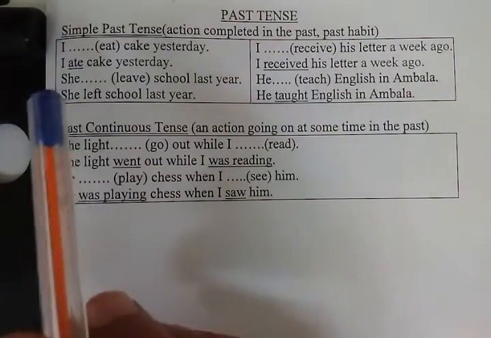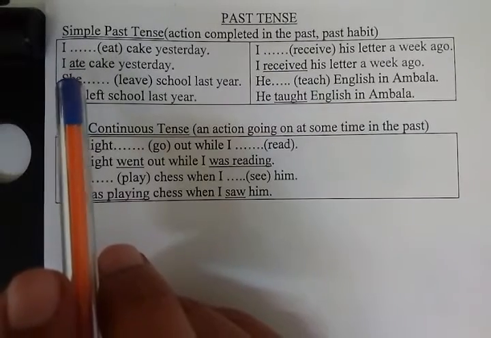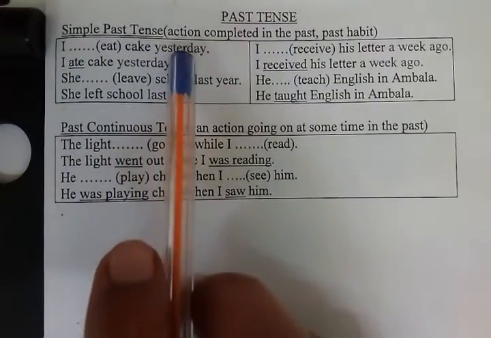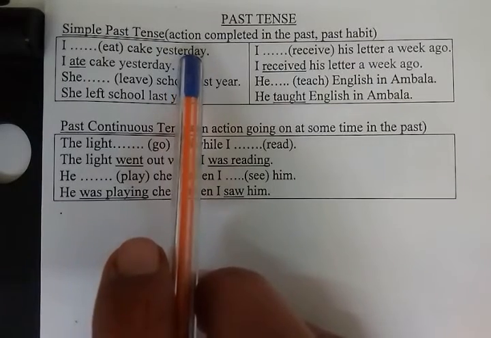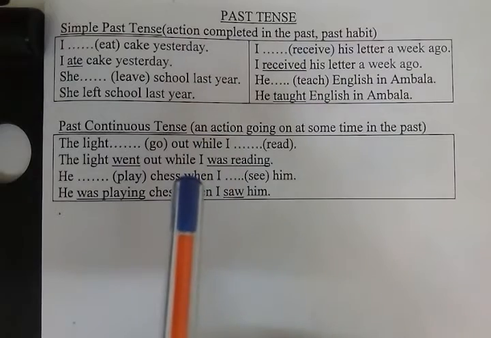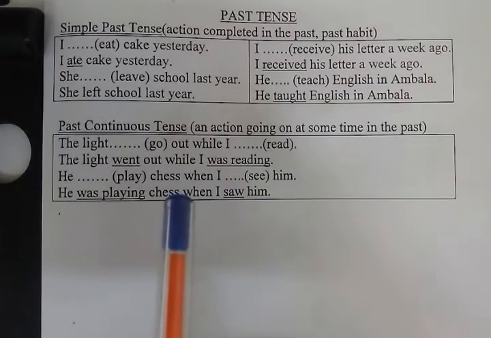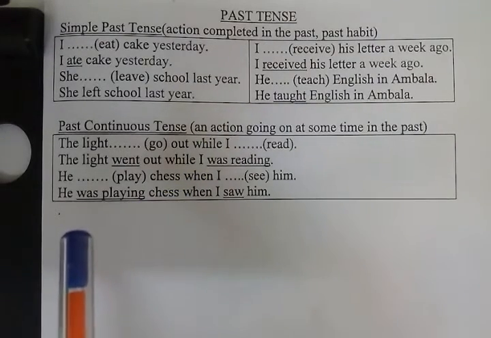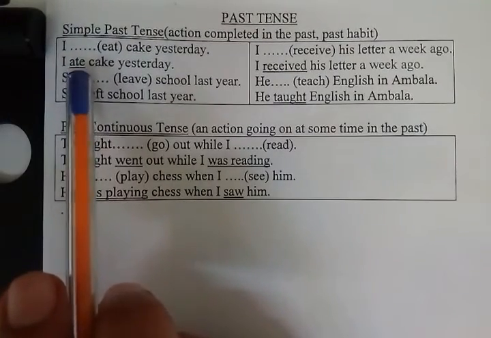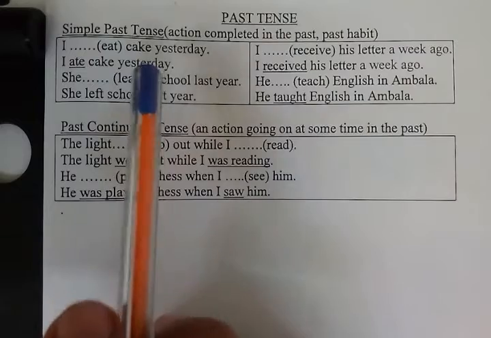So look at the first sentence. I eat cake yesterday. So this yesterday is our clue that this action was completed yesterday. So we will use the second form of the verb. I ate cake yesterday.